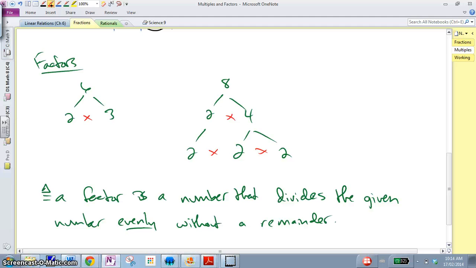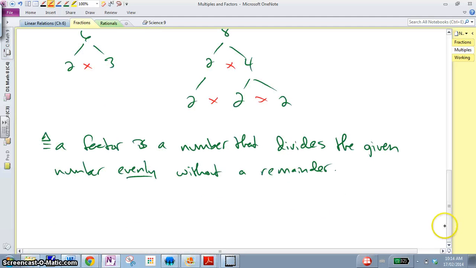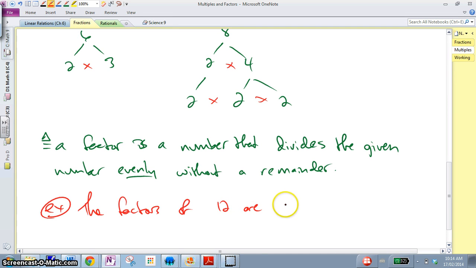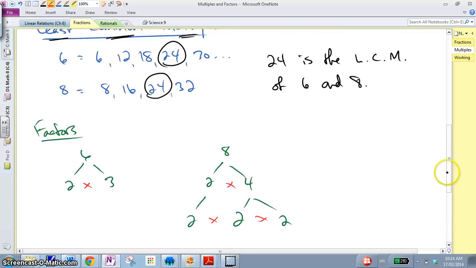So here we're showing, and actually let's maybe just write this another way. For example, the factors of 12 are all the numbers that 12 divides into. So 1, 2, 3, we can divide 12 by 4, we can divide 12 by 6, and itself are the factors of 12.